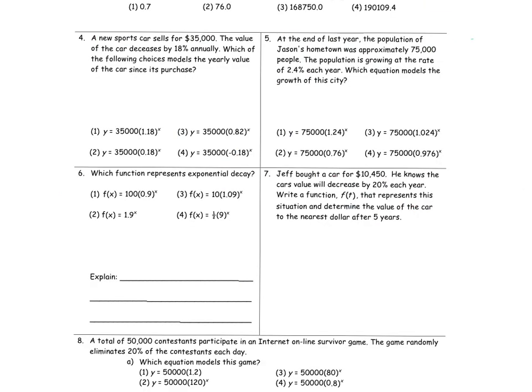We have a new sports car sells for $35,000. The value of the car decreases by 18% annually. So this is decreasing by 18% annually. Which of the following choices models the yearly value of the car? So just so you guys know, the word annual is another way of saying yearly. Annual is the same thing as saying yearly. Just some important vocab you need to know.